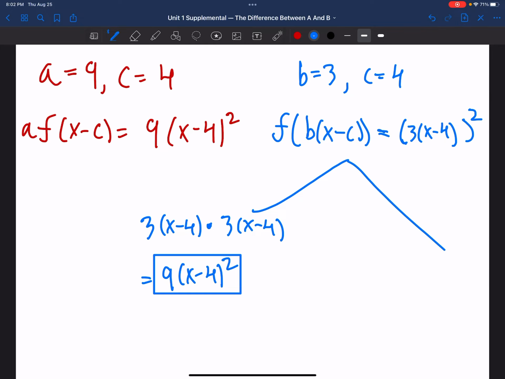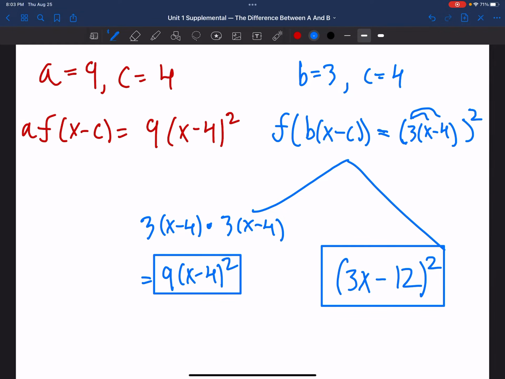So there's my interpretation of vertical stretch, right? But if I distribute the 3 here and here, that's going to look like 3x minus 12 squared. And if you don't remember distribution, Google that real quick. Distribution means multiply, right? So 3 times x and then 3 times negative 4. That's what that is. And I'm going to box this.